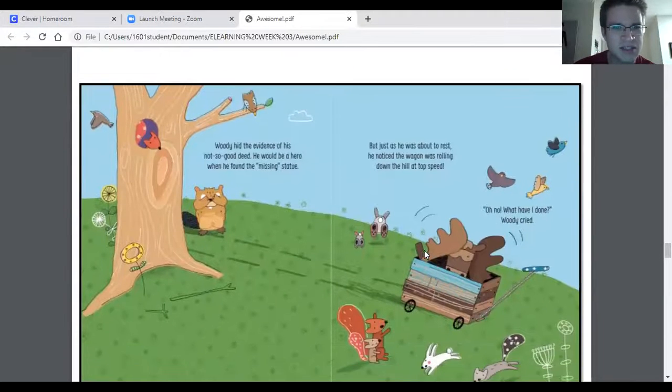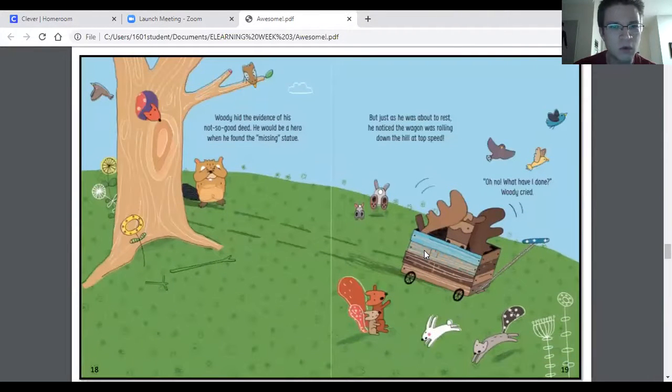Woody hid the evidence of his not-so-good deed. He would be a hero when he found the missing statue.